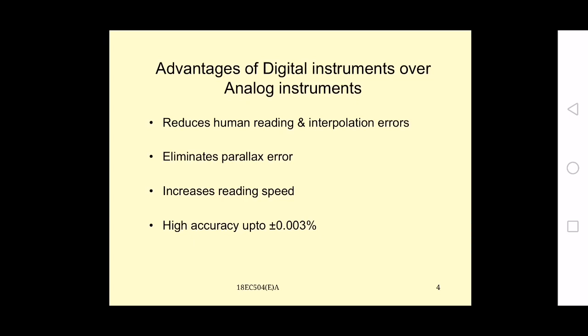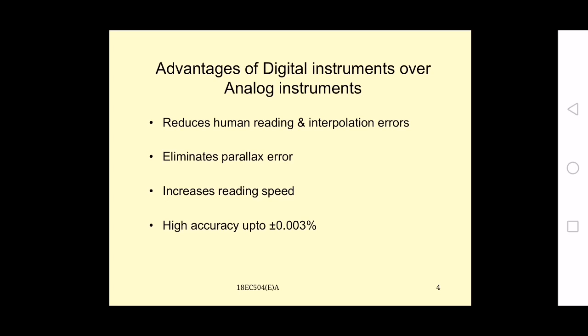But in case of digital, we can directly read out the discrete numerals that are present on the LED or LCD display. So no problem of interpolation errors will be there in case of digital instruments. And it eliminates the parallax error, and it increases the reading speed. So by using these digital readout displays, reading speed also increases.